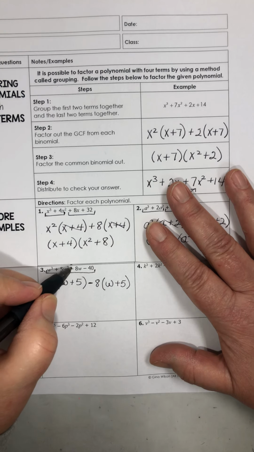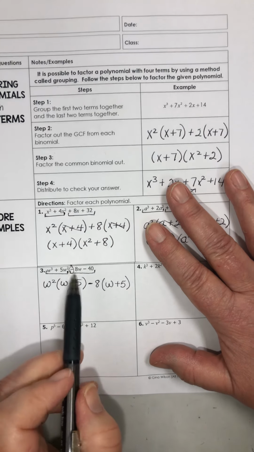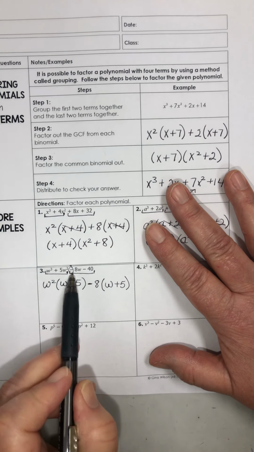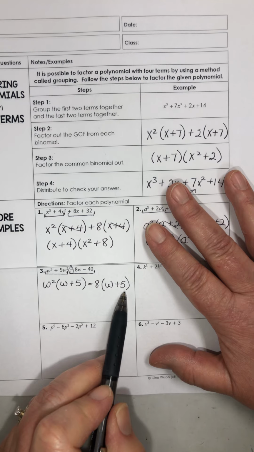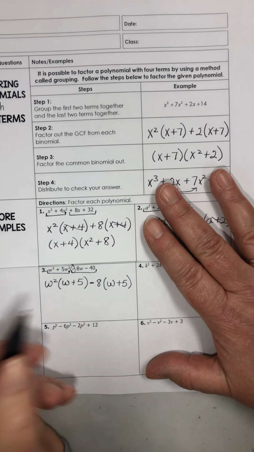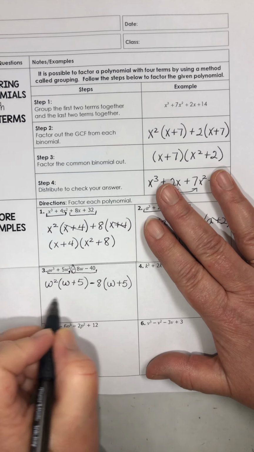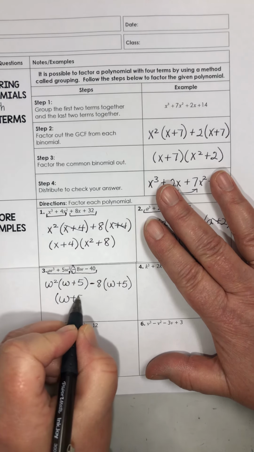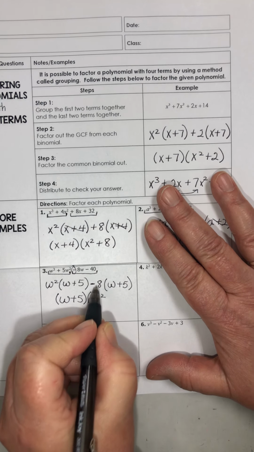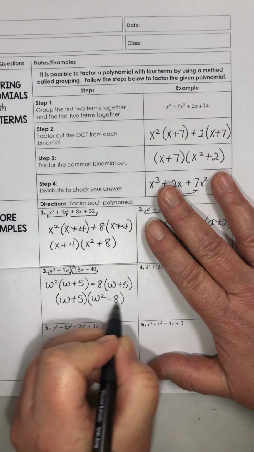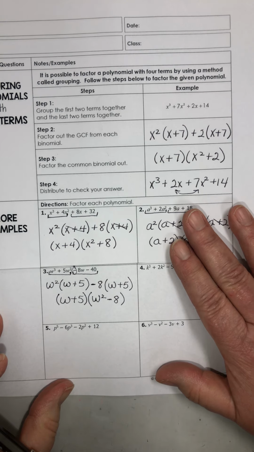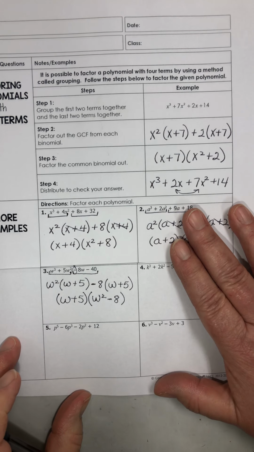So when you have that subtraction right here in the middle, notice what it does. The first term now is not negative, it's positive, and the second term is positive. It changed the sign of each of those. Okay, so to finish that out, we have that magical w plus 5. That's our first factor, times w squared minus 8 is the second factor. And we have factored a polynomial with 4 terms.